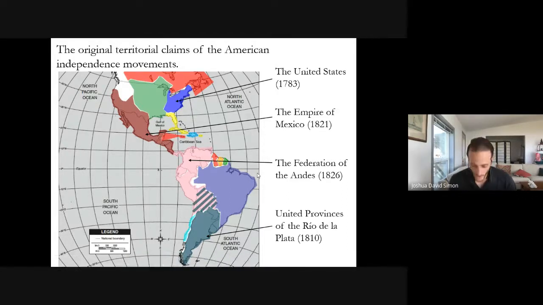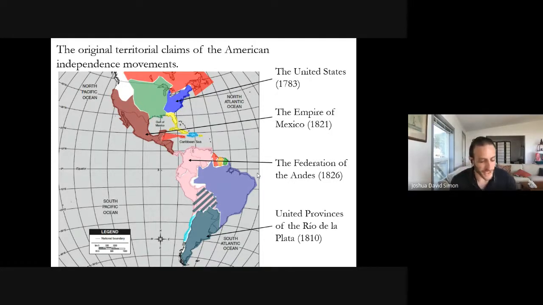Meanwhile, in brown, we have what was known as the Empire of Mexico, which became independent of Spanish rule in 1821 and claimed at that time not only present-day Mexico, but most of the North American West and all of Central America. In pink are the territories liberated between 1819 and 1826 by the patriot armies of Simón Bolívar, who sought to establish a single federal state in Andean South America, encompassing all of present-day Venezuela, Colombia, Panama, Peru, Ecuador, and Bolivia.